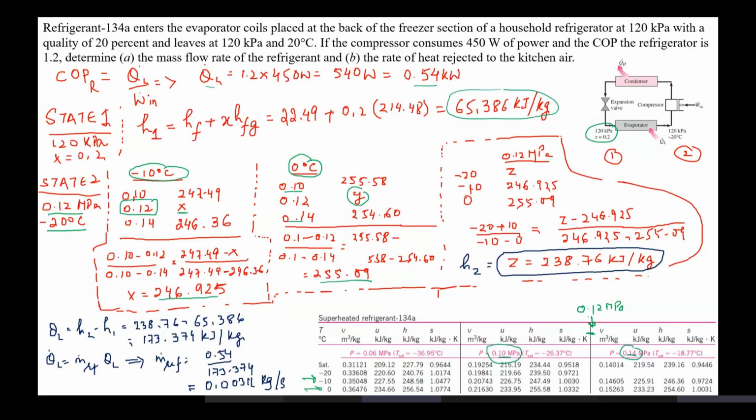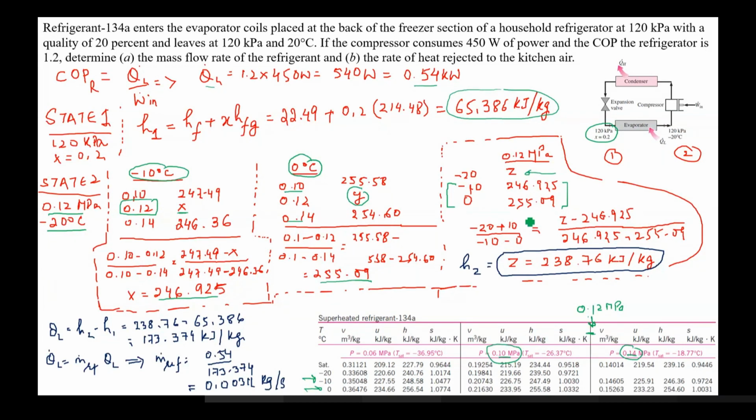I'll tell you why. Sorry. In order to get the value for 0.12 megapascal and minus 20 degrees centigrade, you need to have at least two temperature values at 0.12 megapascal to find out the third one. So minus 10 and 0 degrees: if you have the enthalpy value at these two temperatures, you can find it at the third temperature.